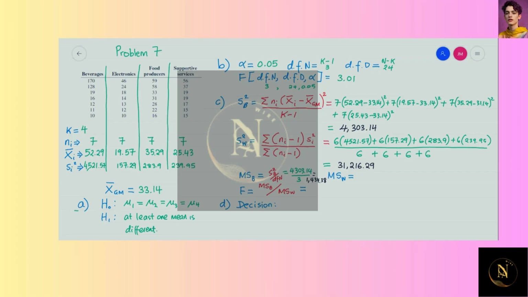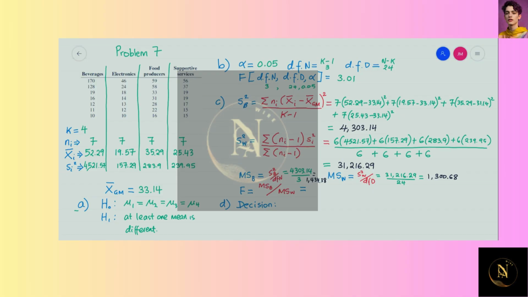Next, we go to MSW, which is the mean square or the variance within the groups. And in this case, we'll have to use the formula S squared W divided by the degrees of freedom for the denominator, and this will be 31,216.29 divided by 24, which gives us the value 1,300.68.